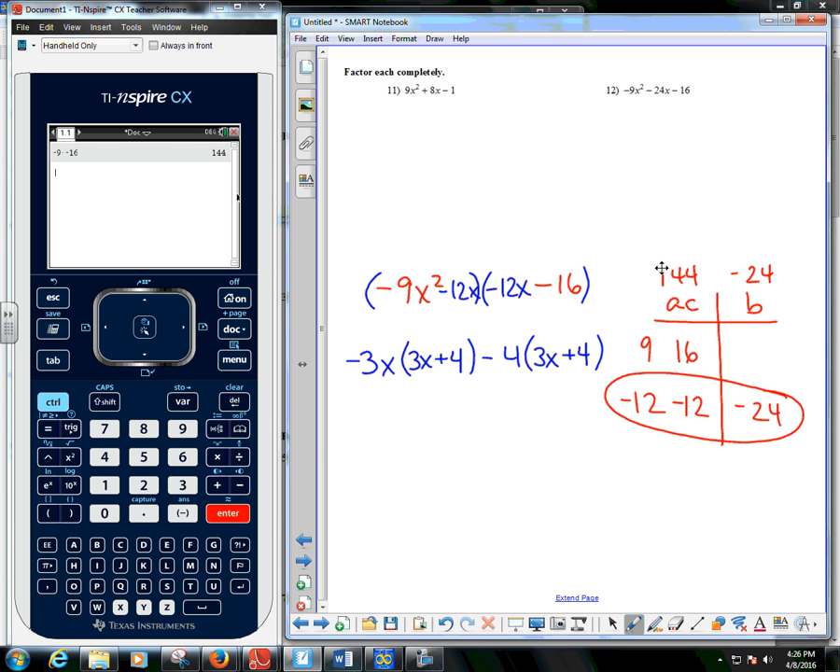I notice once again that I have 3x plus 4 as a common factor for both of these things, so I'm going to factor it out front. I'm going to write 3x plus 4 times negative 3x minus 4. Is that okay? That is perfectly okay.